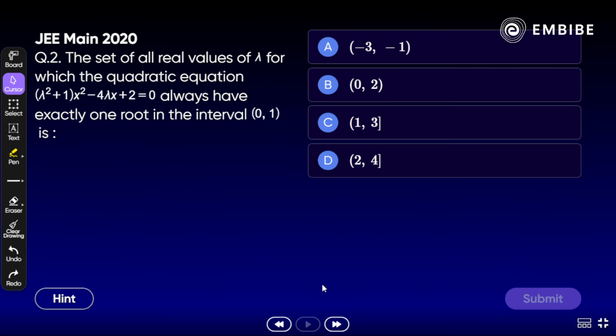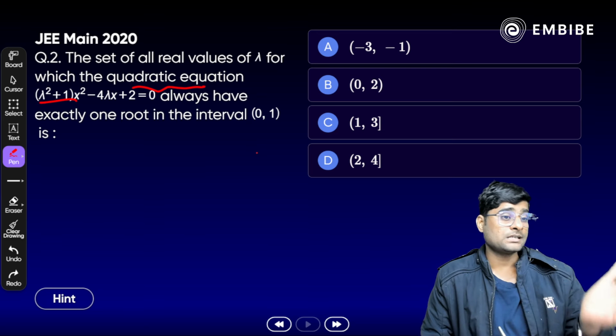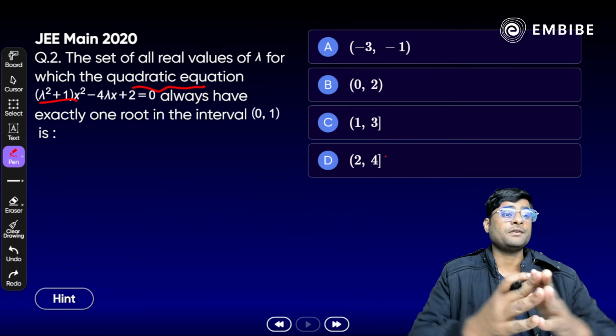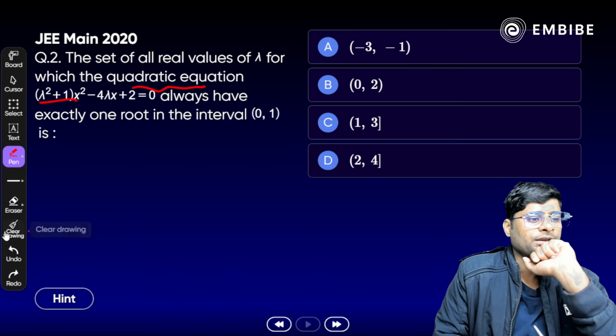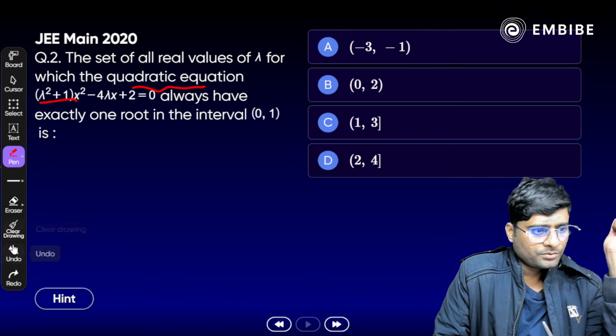The next question, JEE Mains 2020. This question is based on the locus of the root, that's why it is important. The set of all real values of lambda for which the quadratic equation lambda square plus 1 x square minus 4 lambda x plus 2 is equal to 0 always has exactly one root between 0 and 1. Exactly one root, okay, look at that.